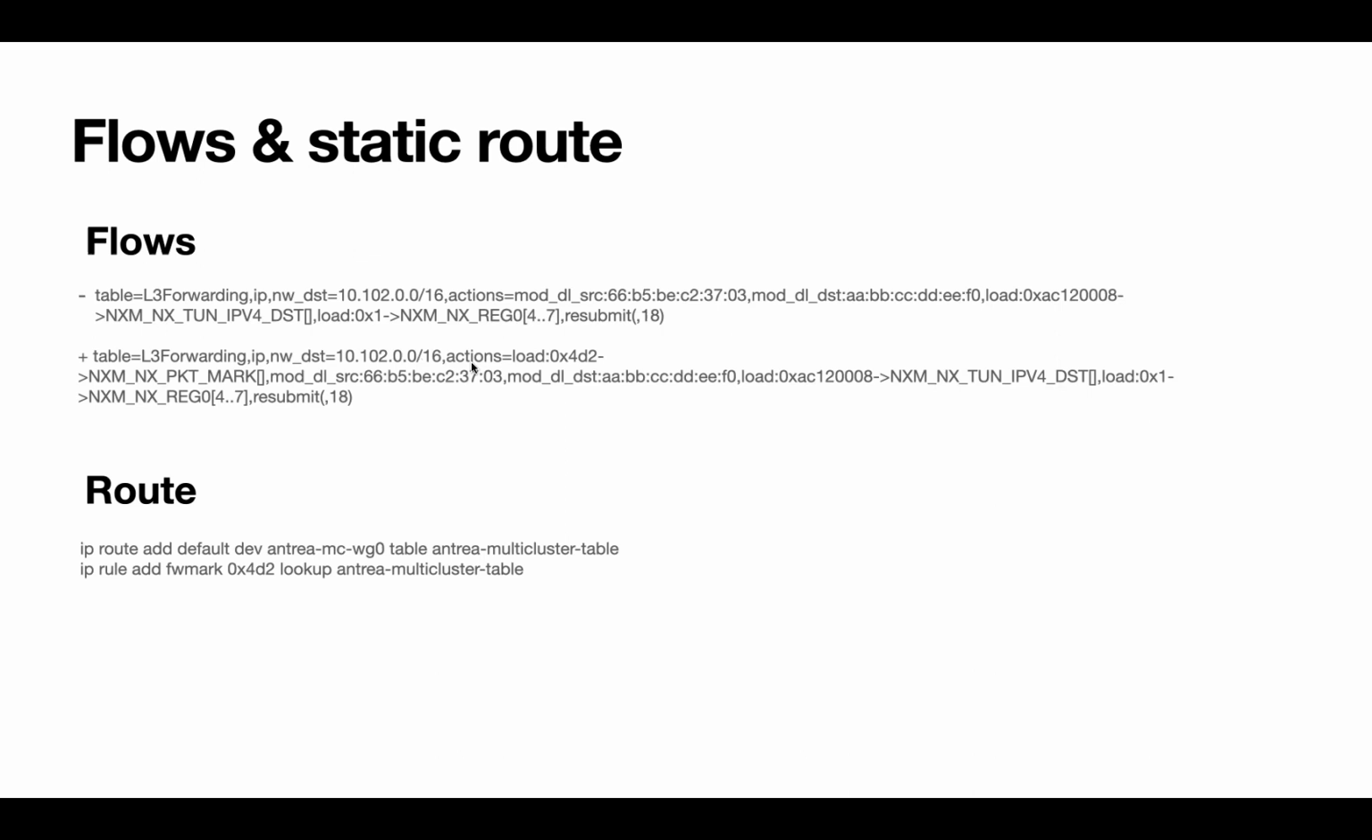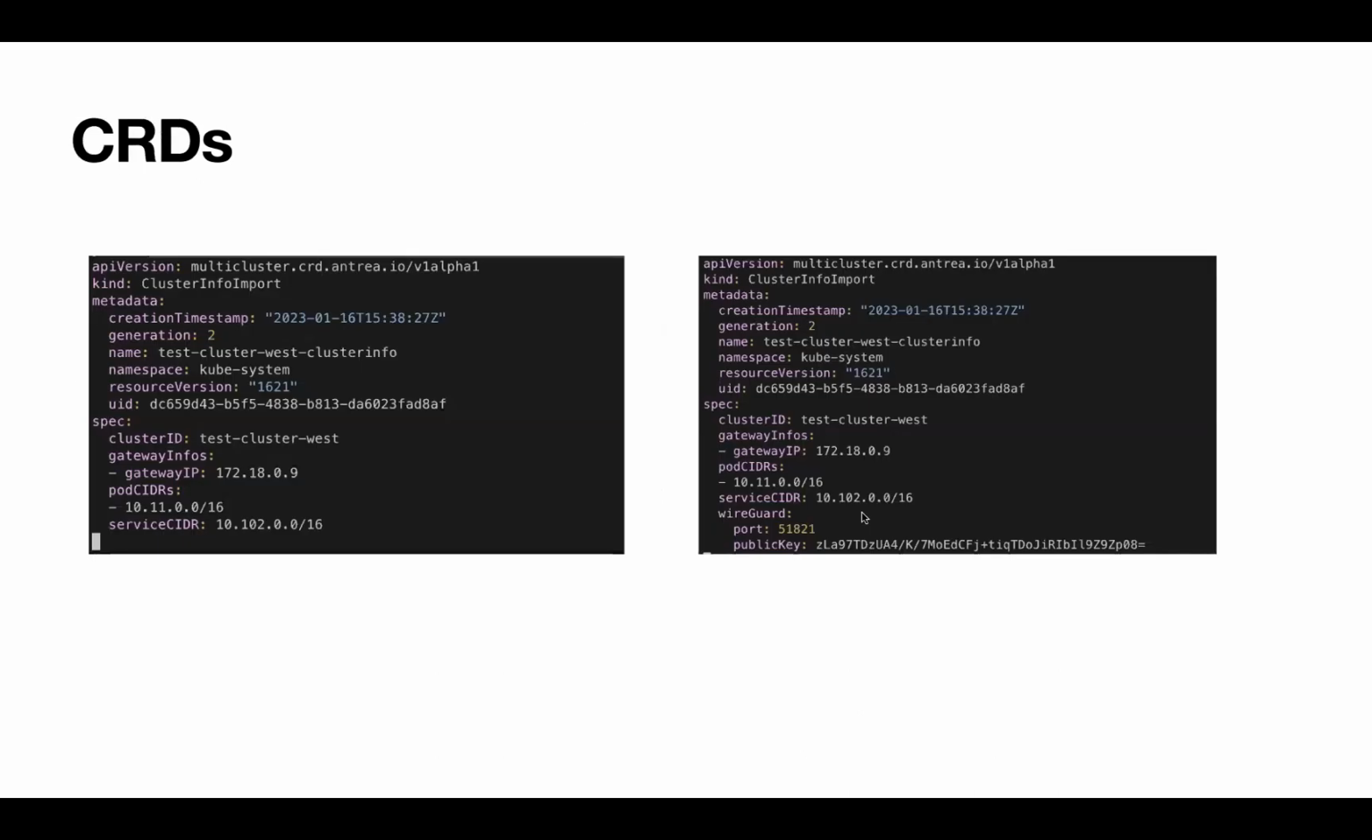The output of this flow, the output of the cross cluster traffic, is Antrea tunnel 0, and the Antrea multiple cluster WireGuard interface will hijack the Antrea tunnel 0's traffic. So we can communicate with other clusters by WireGuard tunnel. That's the implementation. So let's continue.